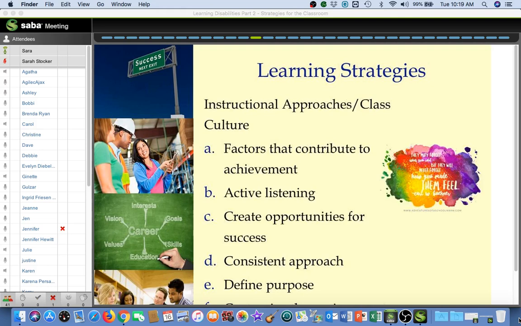So the first section is instructional approaches and class culture. There are several factors that contribute to achievement. At the program or instructor level, those include things like small class size, individualized instruction, a willingness of the instructor to use a variety of instructional techniques in all learning styles, and understanding learning strengths. Learner factors include things like self-determination, the ability to set goals, an understanding of their strengths and challenges, a positive attitude towards learning, and a positive belief in themselves.